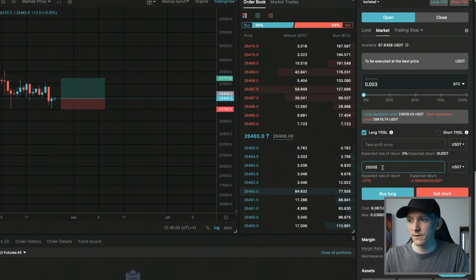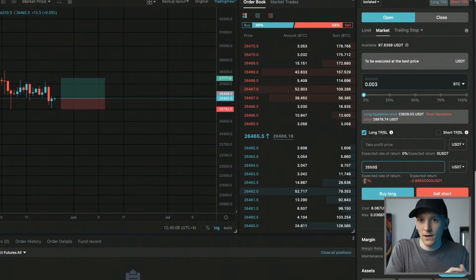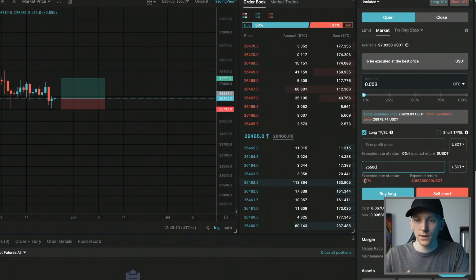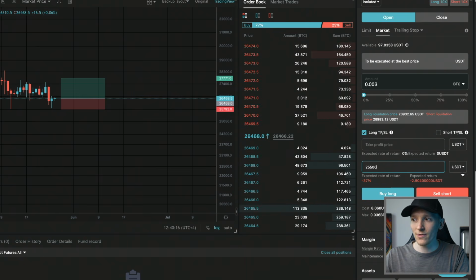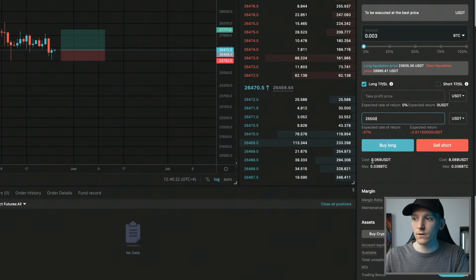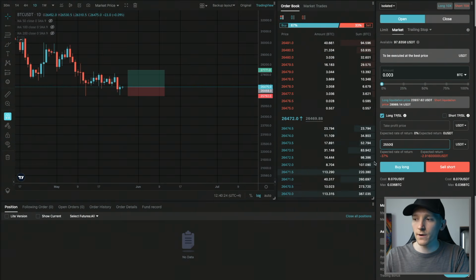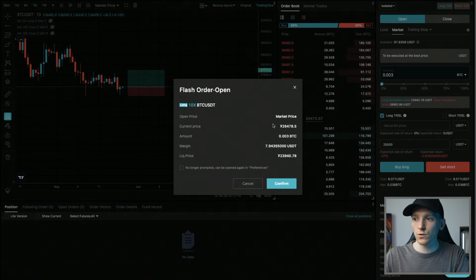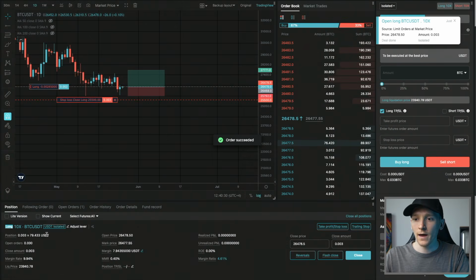You can see the expected loss would be 37% of the initial amount that we've put in, which is obviously quite a lot considering a small move because we're using leverage, right? So the expected return, you can see, if that order gets taken. We won't put a take profit in for now, but we can buy long. The cost of that order is $8. And you will see right here, if we buy long, we should check the order. And we're just going to press confirm and then that goes in.